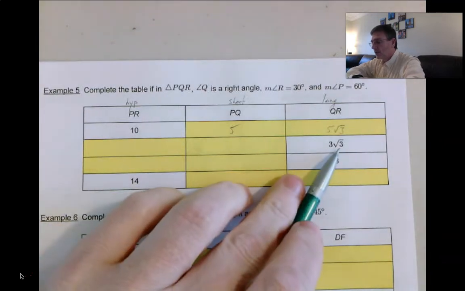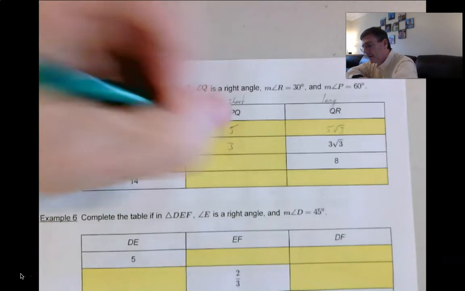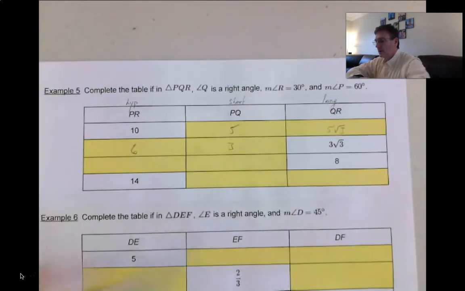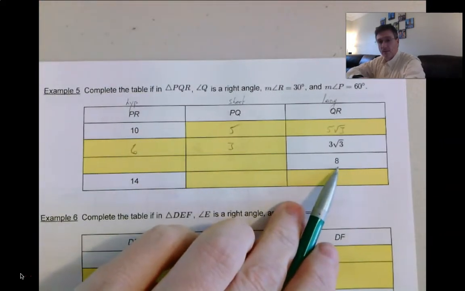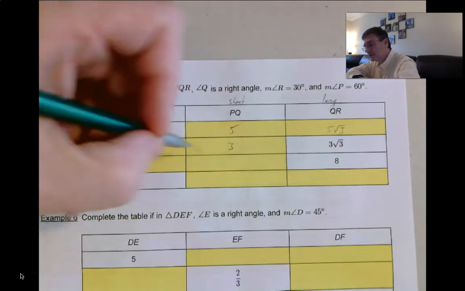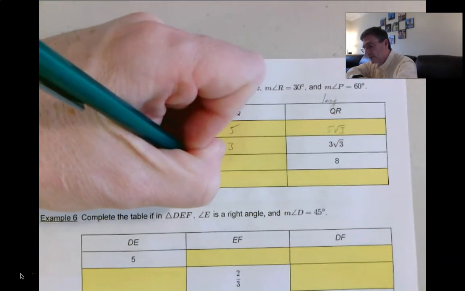To go from long leg to short leg, we divide by square root 3. To go from short leg to hypotenuse, we double it. Again, when we go from long leg to short leg, we divide by square root 3, but this time there isn't a square root of 3 in there, so we have 8 divided by square root 3.